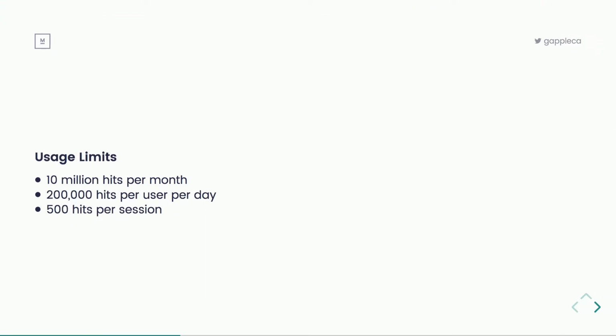A couple things to keep in mind. For usage limits for free accounts, it's 10 million hits per month. So if you are adding event tracking to your website, it's going to increase and you might hit the limit. You can pay to increase that 10 million if you have a really busy site. The one that I think is probably more relevant is that 500 hits per session. From the documentation, you can't pay to increase that.